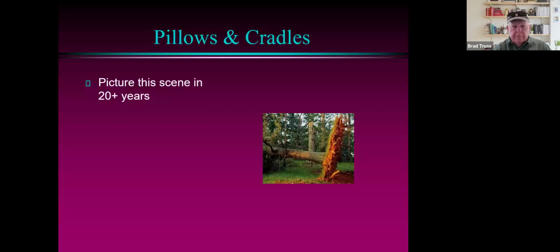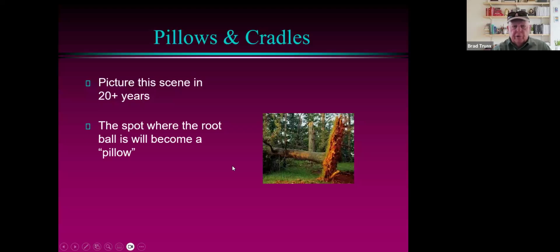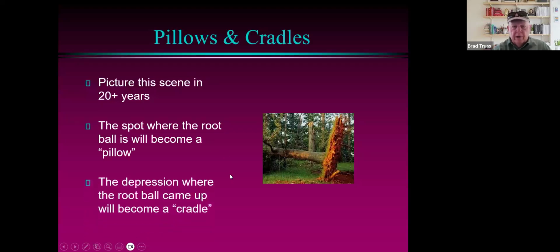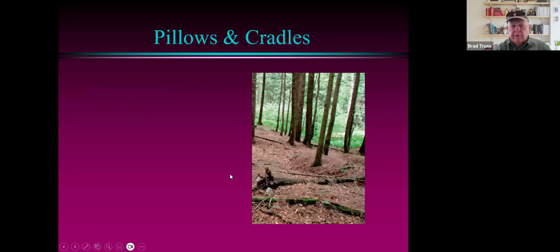This is a picture of this scene 20 years from now. Again, here's a root ball from a fallen tree. Here's the space that's left from where the root ball used to be. As this decays, this will turn into a mound or a pillow, and this will exist as a depression, which we call a cradle. So the spot where the root ball is will become the pillow, the depression will become the cradle.